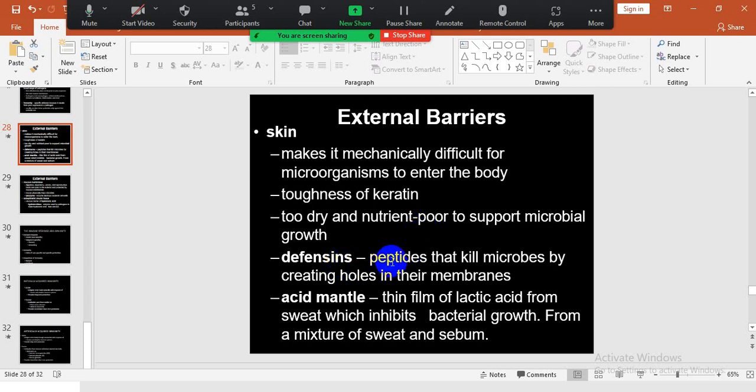Okay, so defenses. Peptides that kill microbes by creating holes inside their membranes. So these are peptides or proteins that kill microbes by creating holes in their plasma membranes. We also have the acid mantle. This is a thin film of lactic acid, and you know organisms don't like the lactic acid. Okay, so let's go faster.